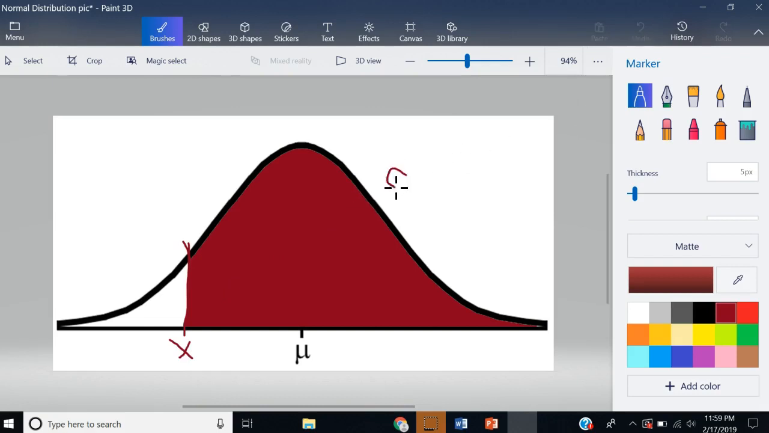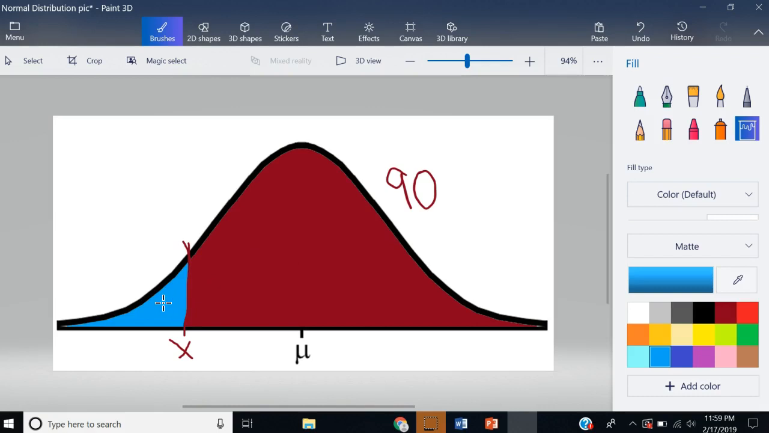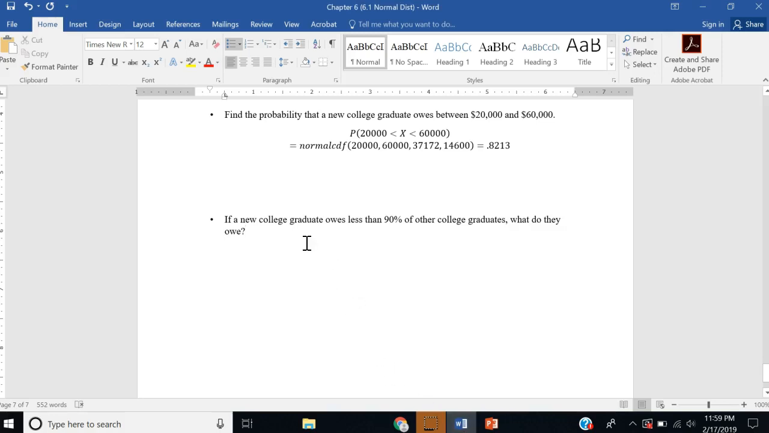So the 90% is here in red or maroon or whatever. Don't forget, I need the area from negative infinity up to x. So in this case, if 90% is this area, then 10% is that area. And now we know what to plug in for our inverse norm function.